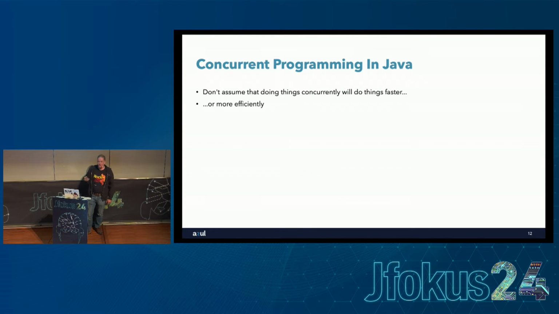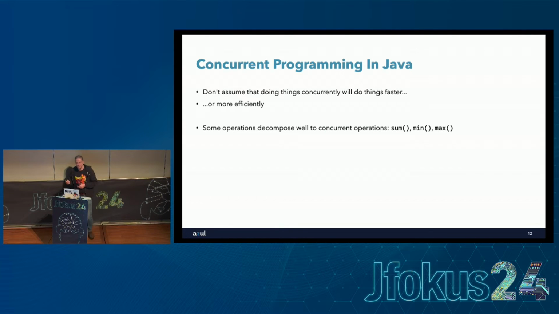Now, there's a few things to talk about there. Firstly, don't assume that doing things concurrently is going to make things faster. This is a common misconception when we start talking about both concurrent and parallel programming, that we're going to get better results if we do things concurrently or in parallel. We don't even guarantee that we're going to do things more efficiently. And there are a couple of reasons for that. First is that certain operations don't decompose well into concurrent operations.